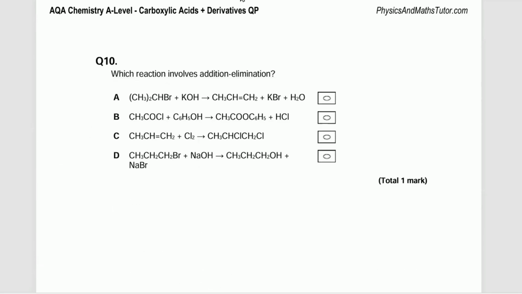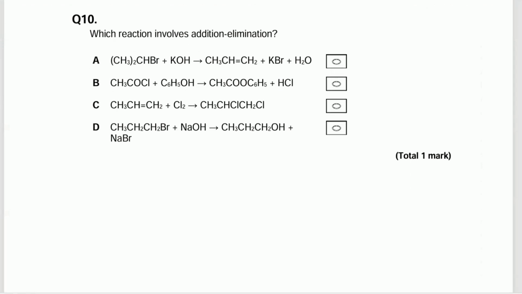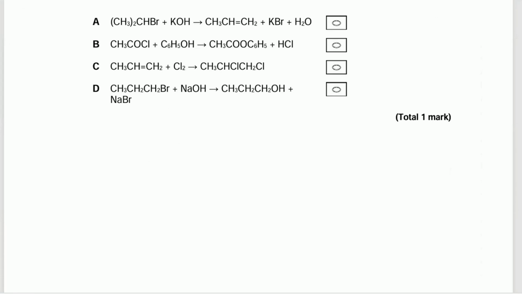Okay, last question, question 10. Which of these involves addition, elimination? So when we look at this, we can just look at these and quickly work out the mechanisms. So what have I got here? I've got double bond forming. That means I've got elimination or dehydration, but there's no addition going on here. It's just straight up elimination.